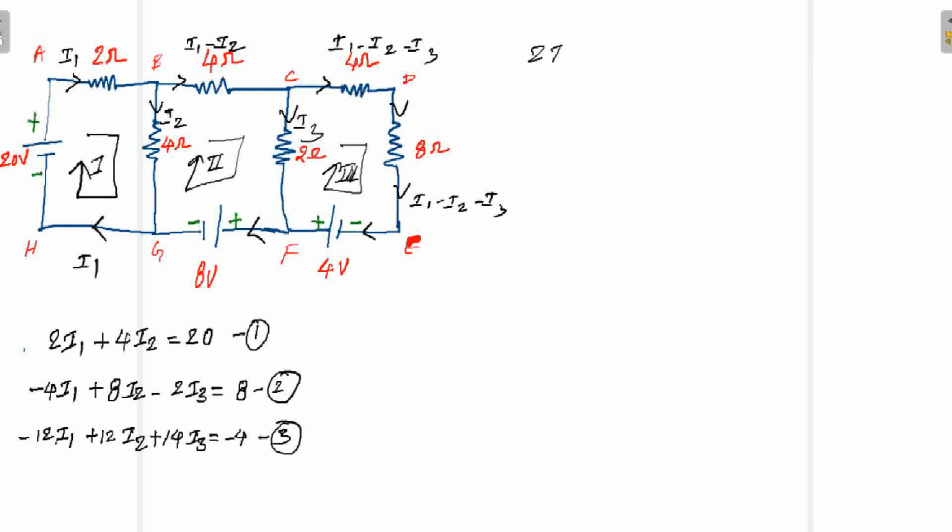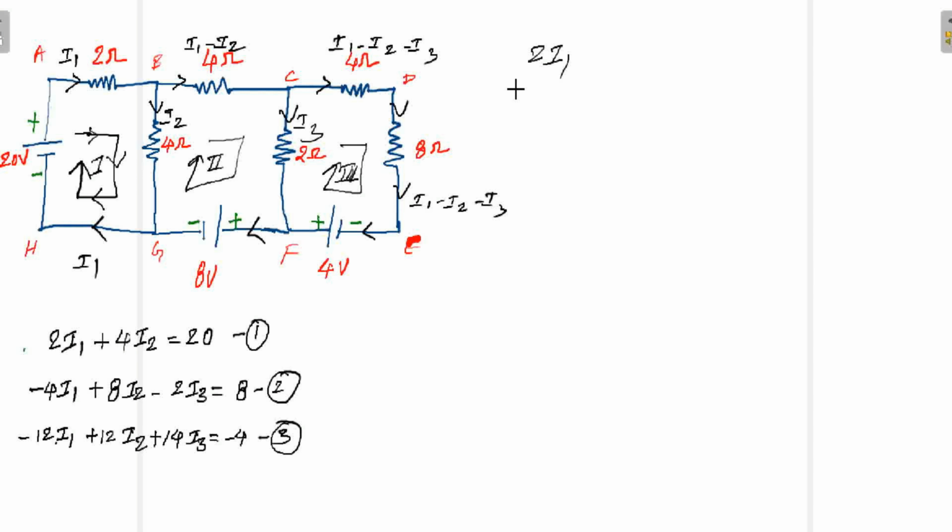2I1. Now come to this branch. You have started from A to B. In this you have observed that this is your loop current direction. It is moving like this. So this is the current direction. This is your current direction. So observe this current direction, same as the loop.